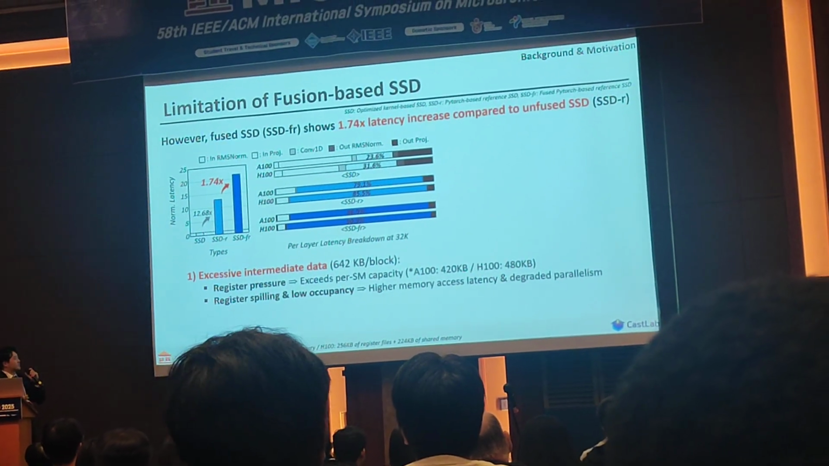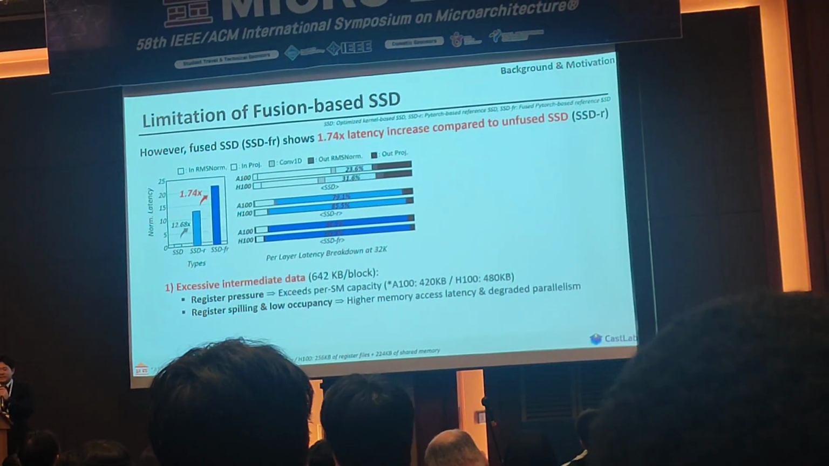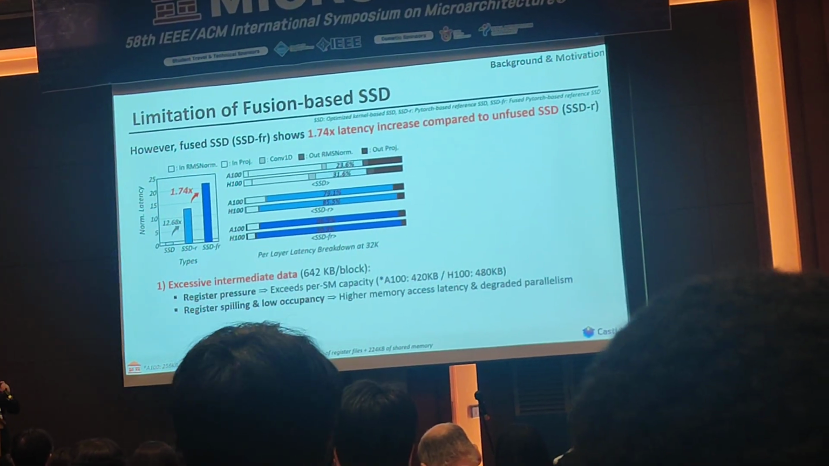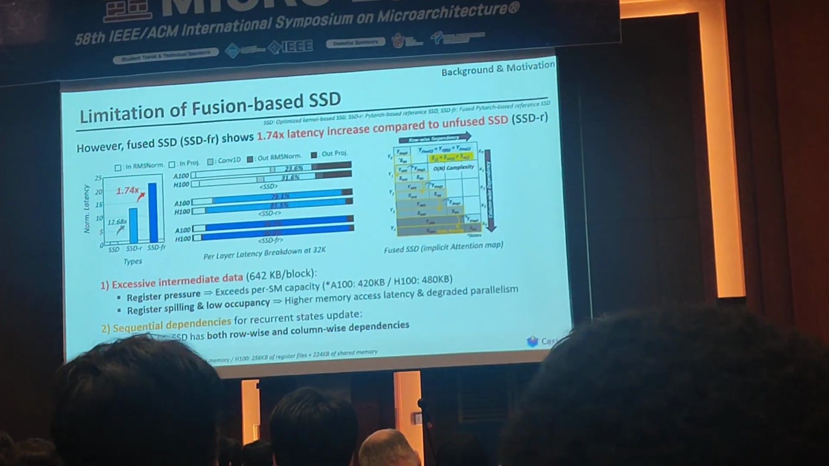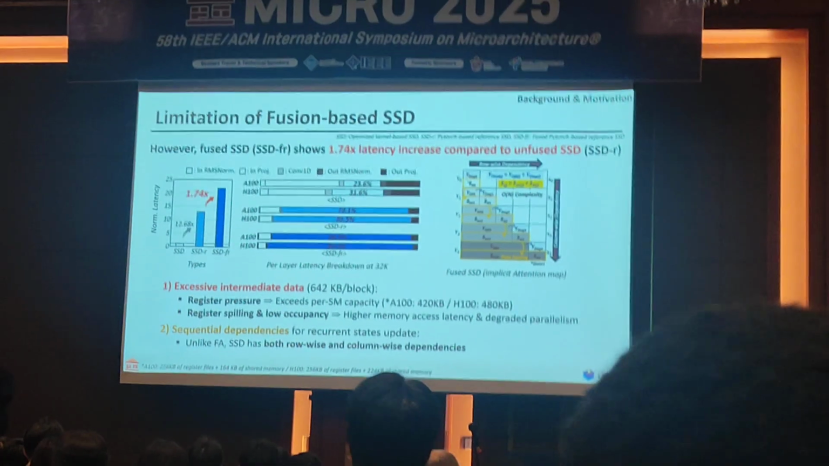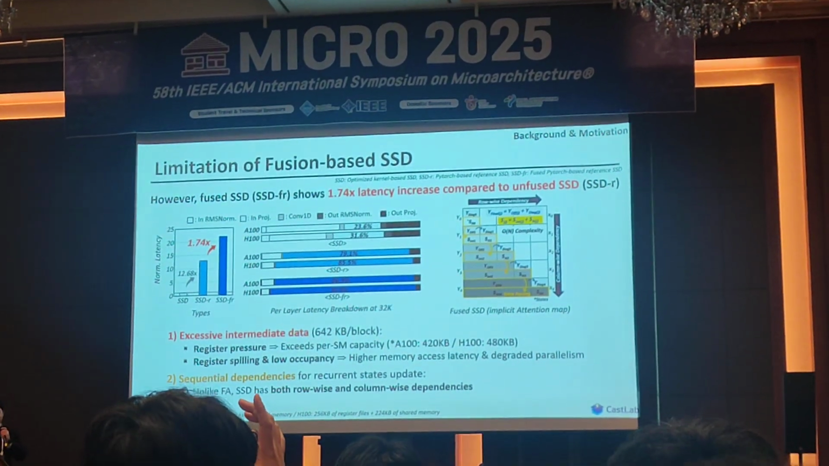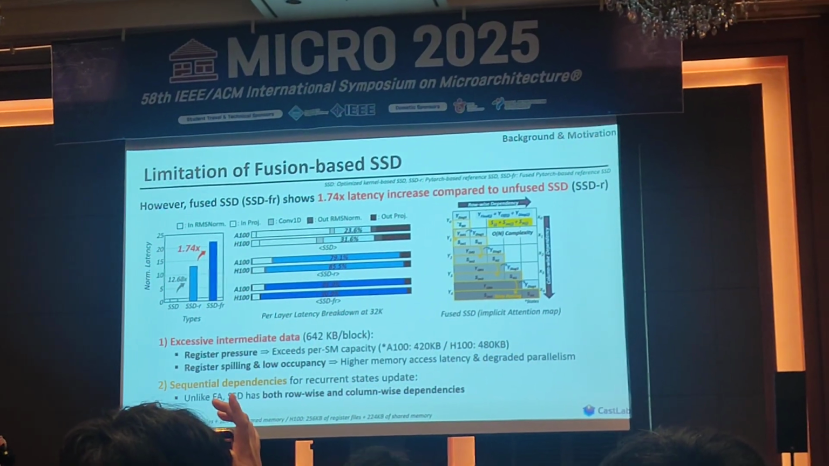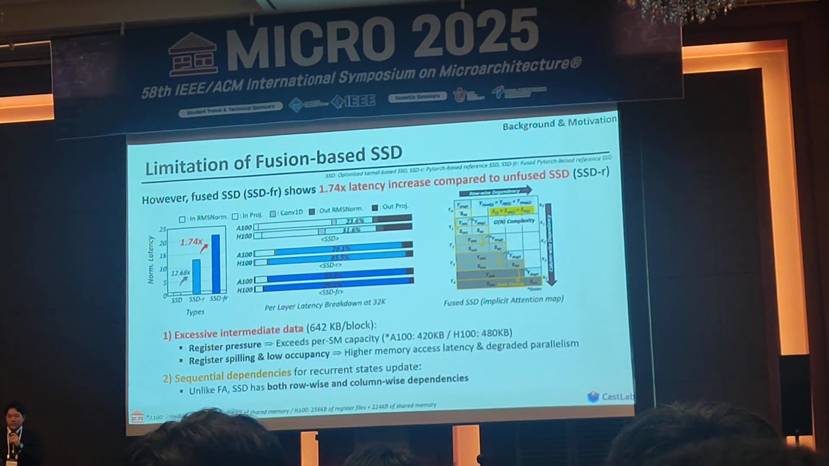So why did this happen? Each block generates excessive intermediate data, and this causes register spilling and lower occupancy, degrading performance. Moreover, unlike Flash Attention, fused SSD involves both row-wise and column-wise dependencies due to its recurrent state updates, which forces sequential execution. So fusion alone is not the answer.